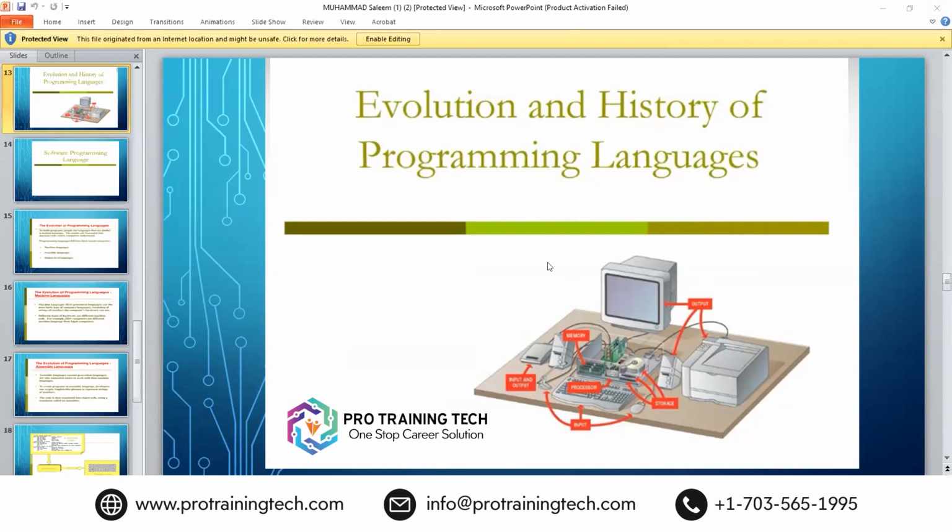Only the one language that the computer understands is known as machine language. So whatever instruction we have to give to the computer, we have to write in machine language. Then the computer will understand.